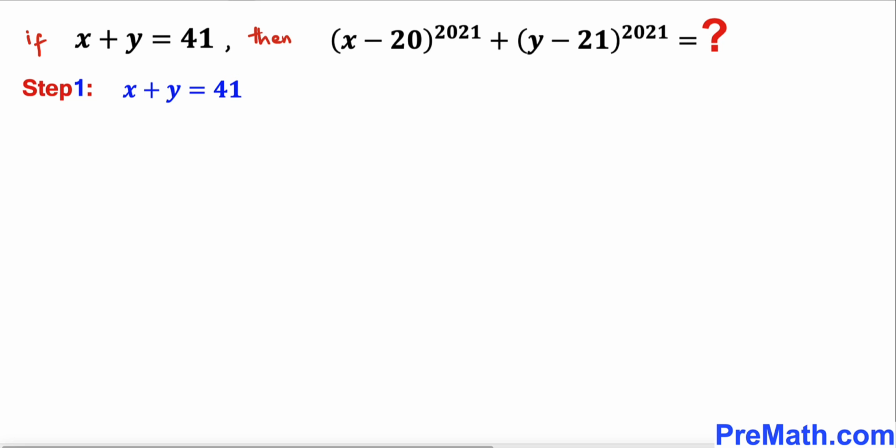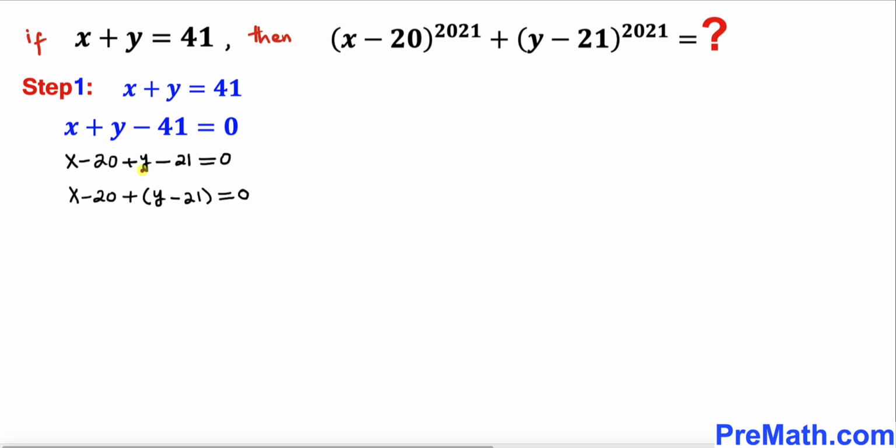And here's our equation, and let's move this 41 to the left hand side. And here's our new equation, and let's tweak this negative 41. I can write this as negative 20 and then minus 21. So therefore I can write this equation as x minus 20 and then plus y minus 21 equals 0, and we can see that negative 20 and negative 21 give us negative 41.